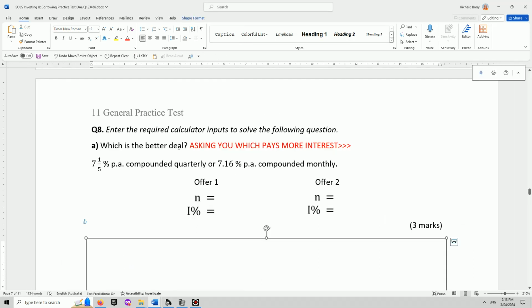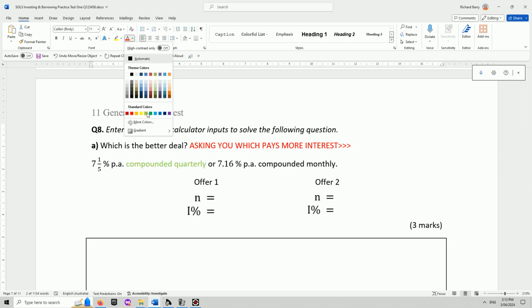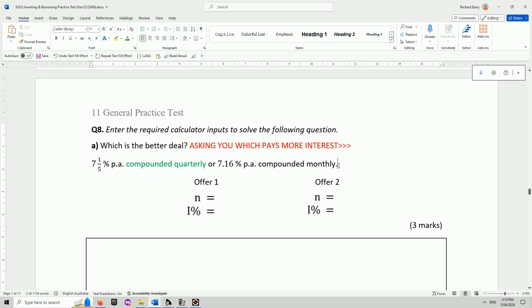Okay, looking at question eight, which is the better deal? This is a question that's asking which is going to pay more interest without giving you all the different numbers. So, why do we need to do this? It's because one of these is happening quarterly, and one of these is happening monthly. If they were both happening monthly, you'd simply choose the bigger number.